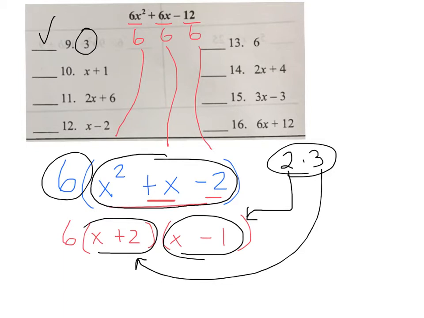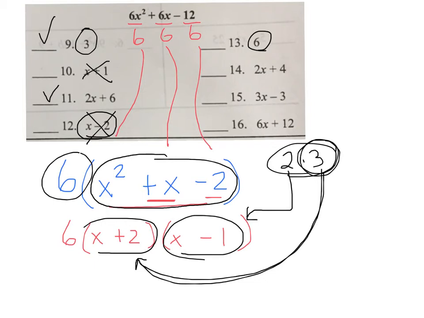What about x plus 1? X plus 1 is not a factor. What about 2x plus 6? 2x plus 6 is a factor because if you take 3 and you multiply it by x plus 2, it gives you 2x plus 6, so that's a factor. You can take any of the factors and multiply them together, and that makes a factor. Okay? What about x minus 2? Is it a factor? No, it is not. X plus 2 is, but not x minus 2. What about 6? Is it a factor? Yes. Yes, good.